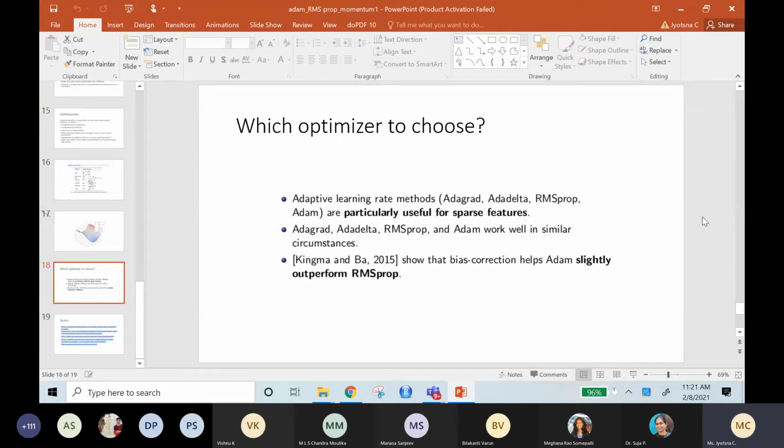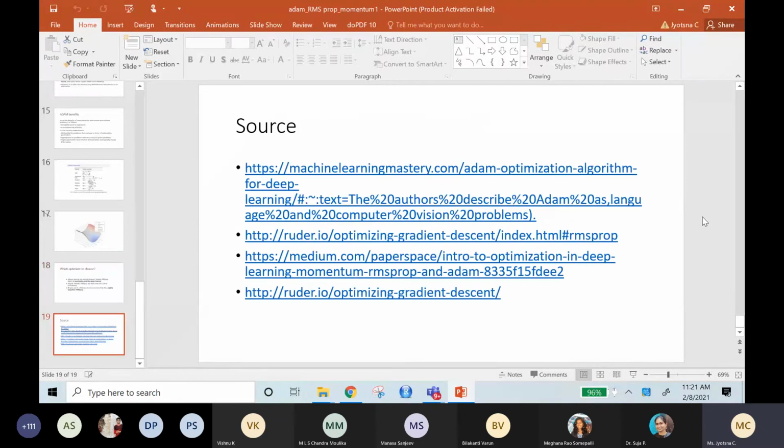Okay, and you can experiment. It's a kind of trial and error, so you need to check. You need to use Adam, you need to use RMSProp and experiment, and you should try to understand which has a faster convergence rate in your case, for your application.